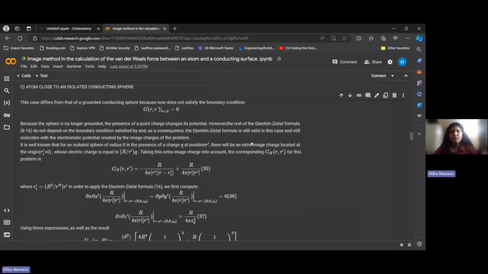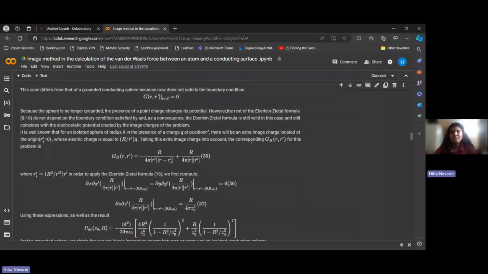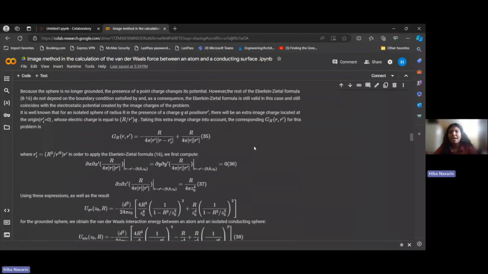In the image charges, we place symmetrically a fixed charge at the origin, and with respect to that, we solve the problem. And we use the Eberlein-Zietal method. One advantage is that it respects all boundary conditions. If there are external fields or potentials, it can be used for all that, and it's even applicable for an isolated conductor, like in this case where the boundary condition will not be satisfied.